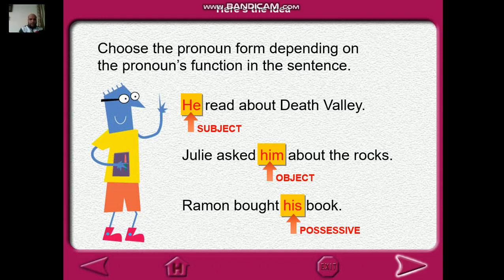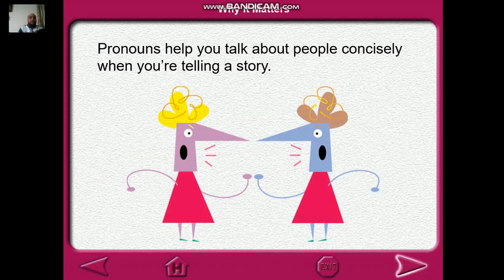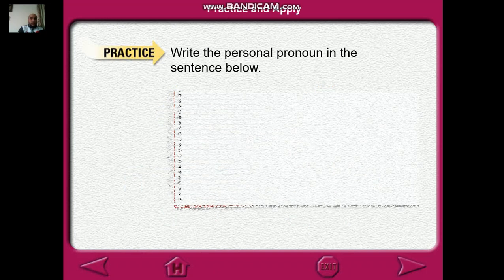Okay, we have talked about the subject and the object pronouns. Let's talk about the possessive pronouns. Whenever you are using my, his, her, okay, our, their, okay, and your, you are talking about something belonging to someone, okay, and possessive is derived from the verb to possess. When you possess something, it belongs to you. Pronouns help you talk about people consciously when you are telling a story.